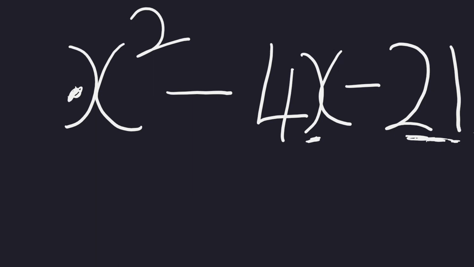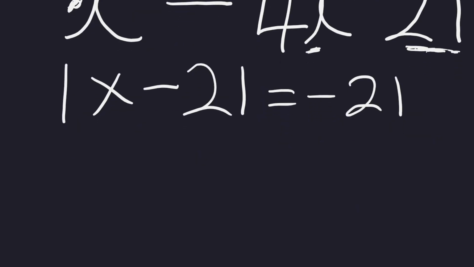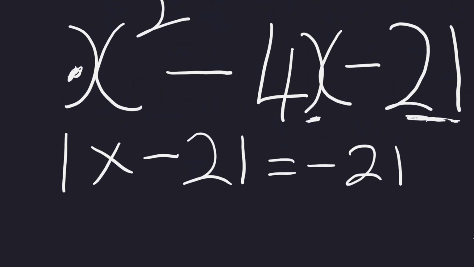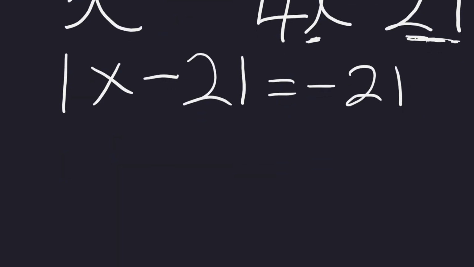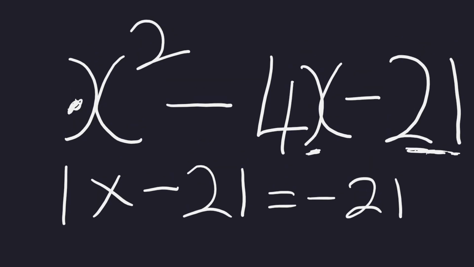So how do I do that? The coefficient of x squared is 1, right? So I'm going to say 1 times the constant, which is minus 21. 1 times minus 21 will give me minus 21. It doesn't change anything, right? It gives me minus 21. So mind you, we still have the original expression, which is x squared minus 4x minus 21. So let's proceed.